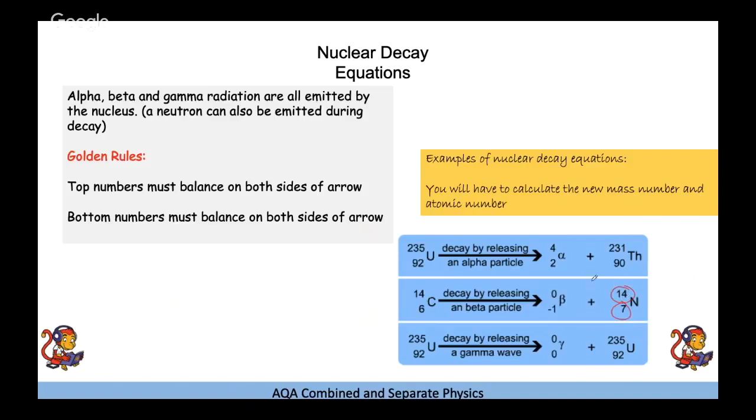Okay, so the effect of beta radiation is it makes the atomic number go up by 1. It makes the mass number stay the same. What's the effect of alpha radiation? Mass number goes down by 4, and the atomic number goes down by 2. Gamma radiation is lovely, no change.